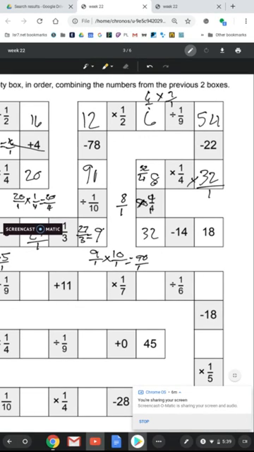Remember, it's keep, change, and flip when you're dividing fractions. If you're multiplying fractions, you keep it the same and put your whole number over 1. Okay, stick with me for just a minute longer.